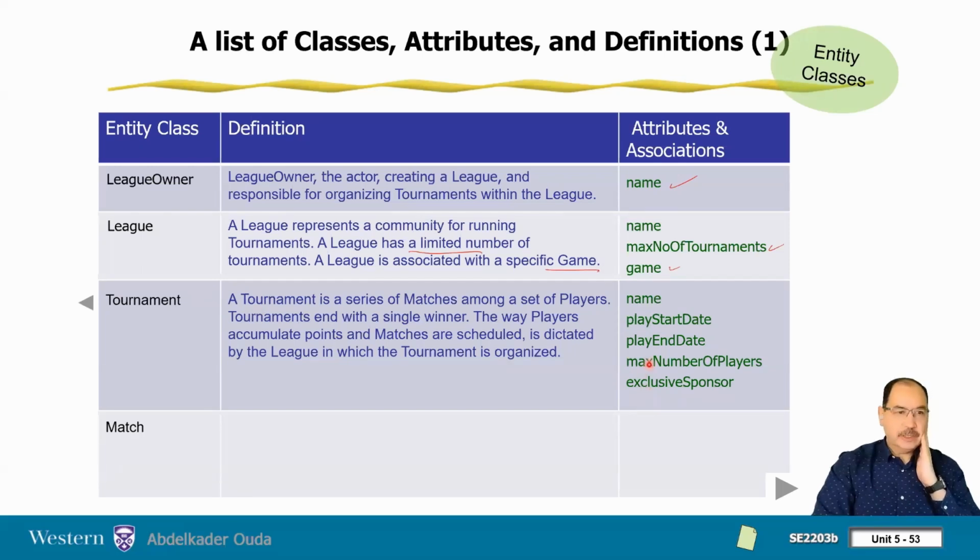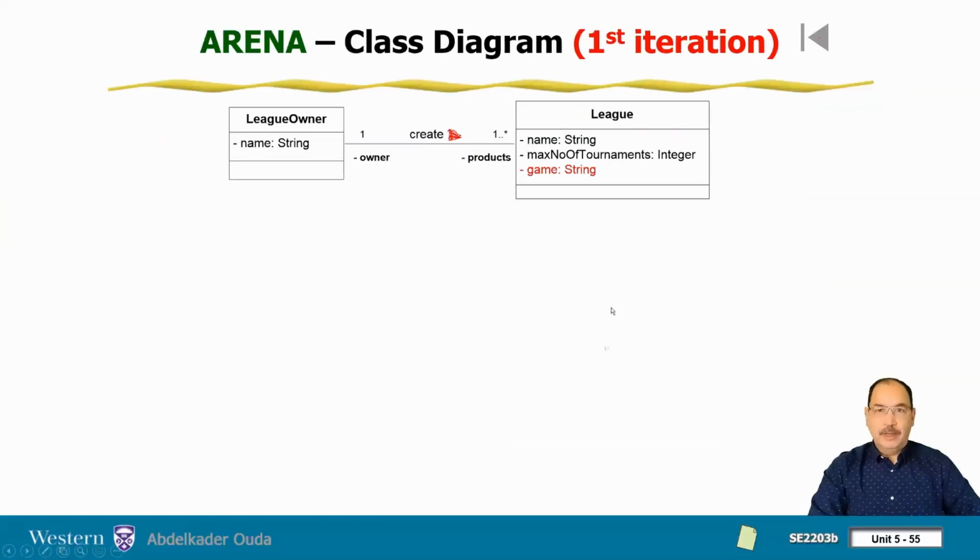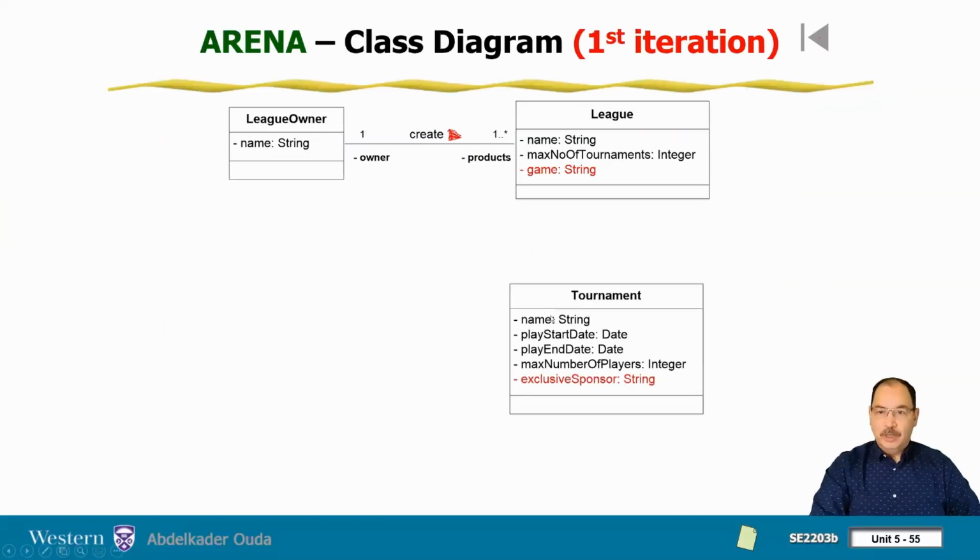So based on that, let us now continue our drawing. I added here tournaments. Then I say the tournament name, and then the date, maximum number of players, and whether it has an exclusive sponsor and what the name of that is. Notice that here there is something I marked in red because I'm not really sure. For example, here the game is simply a string, or the game needs to be an object by itself. So for now, I'm just not sure.